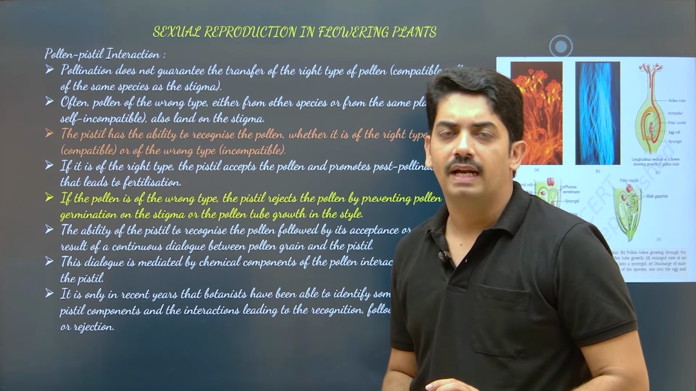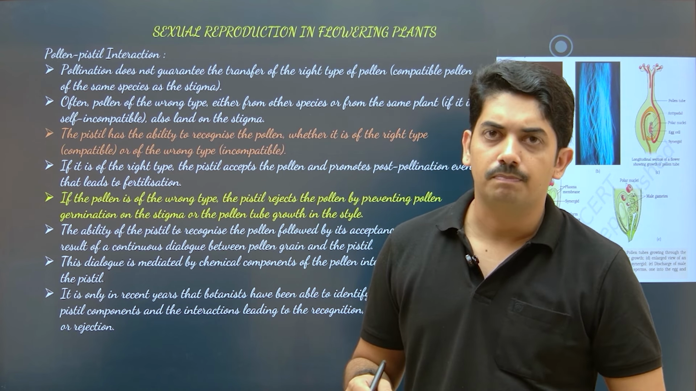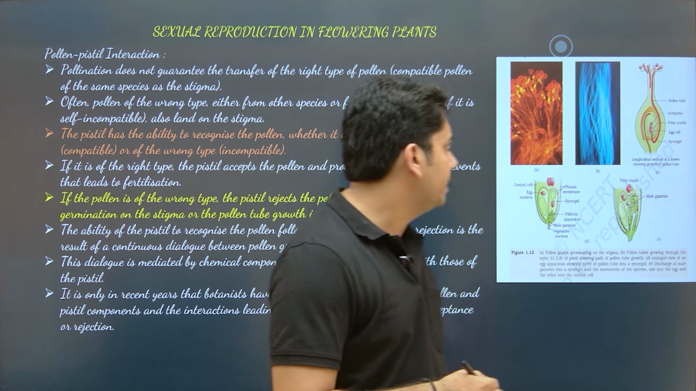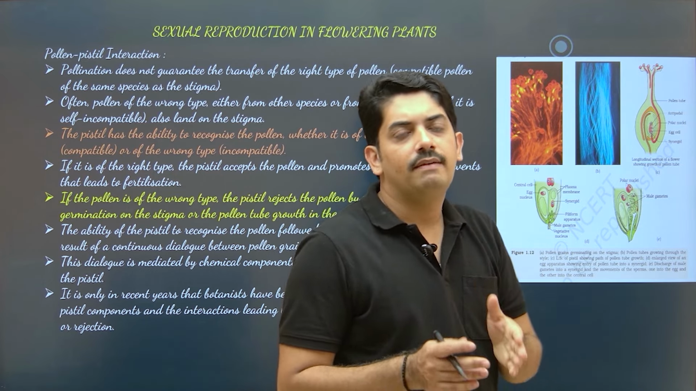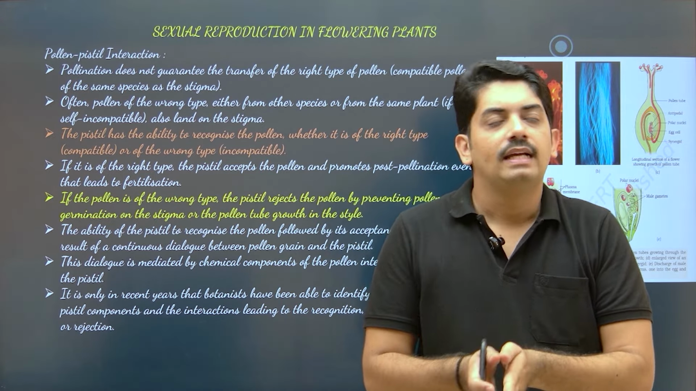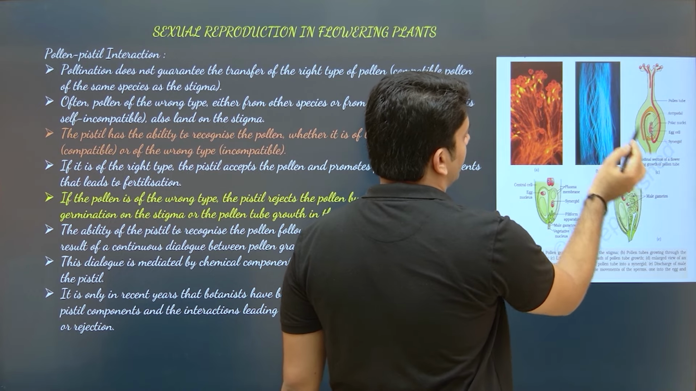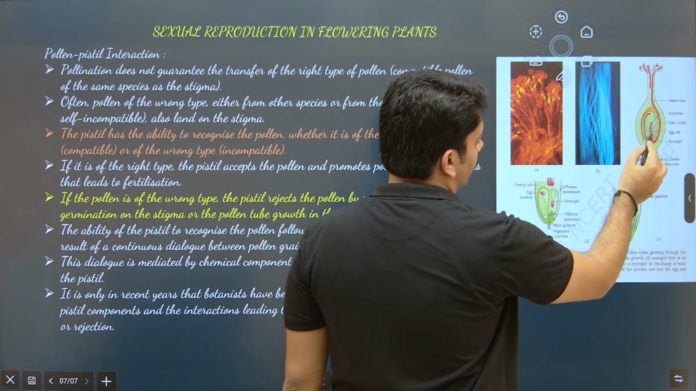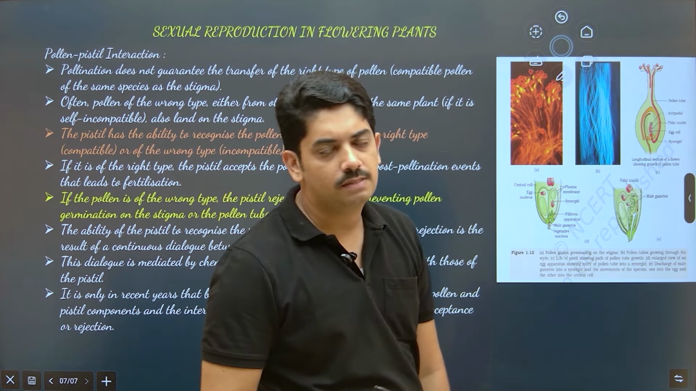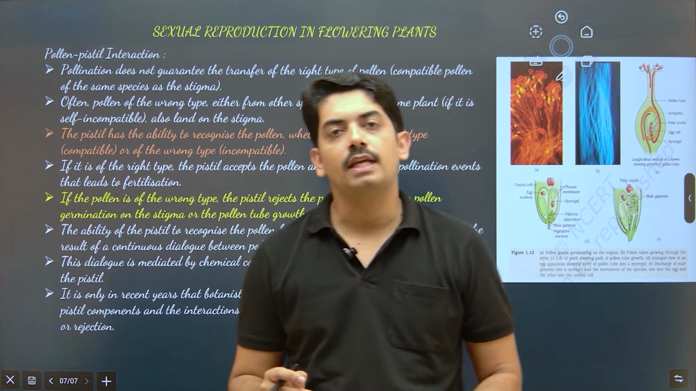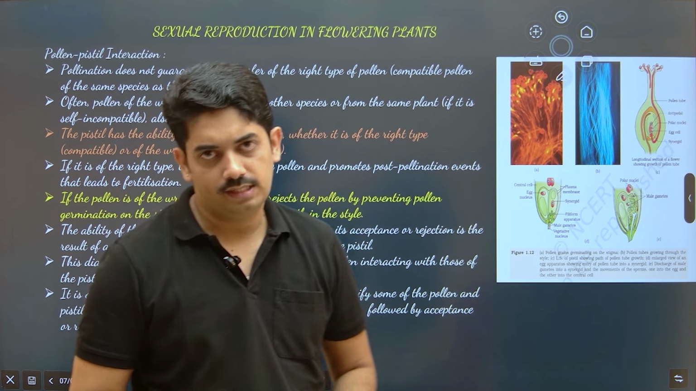First the stigma will find out whether it is a compatible pollen or an incompatible pollen, and then allow it to germinate. When pollen tubes are formed, they will pass through the tissue of the style and then reach the ovule. Here you can see this is the pollen tube. Now it has reached the micropylar region. Here the embryo sac is present. Now the embryo sac consists of the egg apparatus, polar nuclei and antipodal cells.